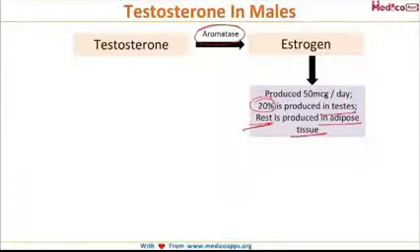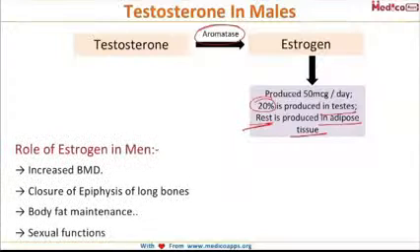Now, why is this estrogen produced in males? It has certain functions. What are these functions? This estrogen increases the bone mineral density. It causes the closure of the epiphysis of the long bones, and helps in body fat maintenance and sexual functions.